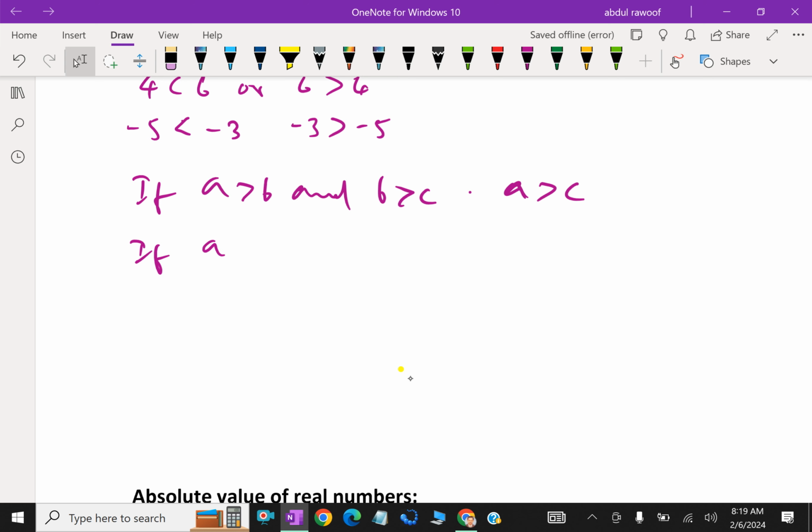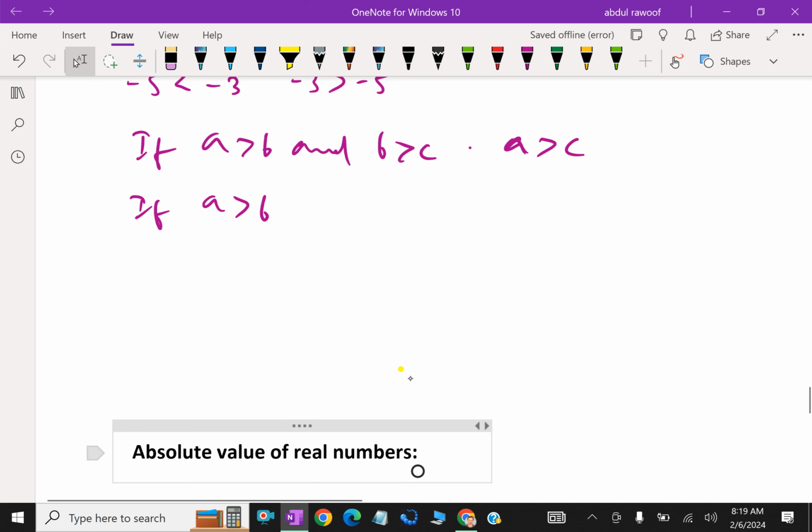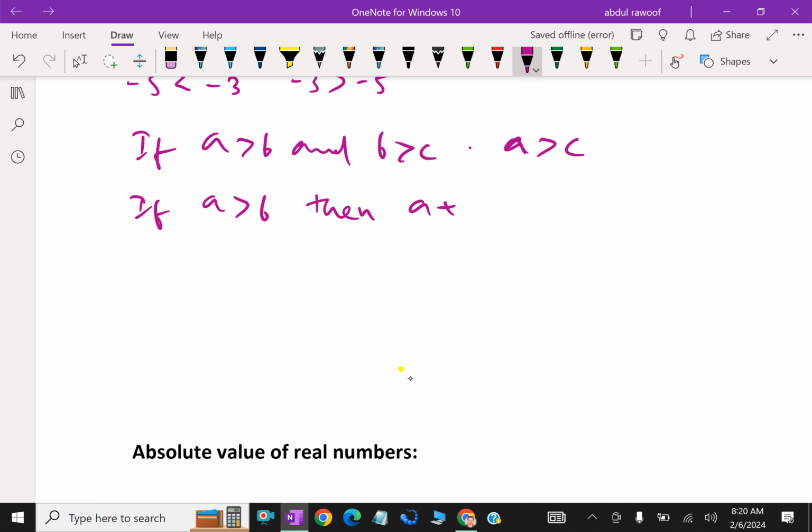And next one, if A is greater than B, then A plus C is of course greater than B plus C, because we are adding the same number on both sides. Already A is greater, so A plus C is greater than B plus C.